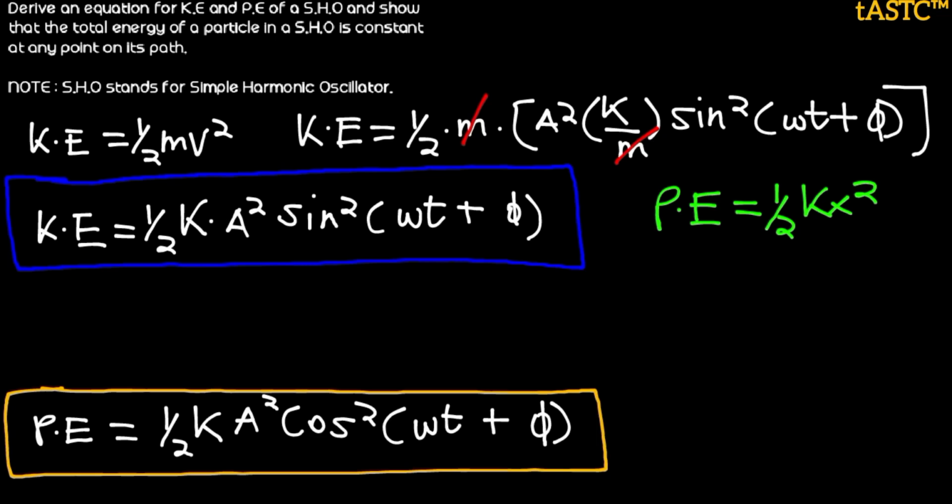Now we also need to show that the total energy of the particle in a simple harmonic oscillator is constant at every point. Now if that is going to be constant, that means there is no time for it. So first of all, we know that the total energy of a system is always going to be the sum of the kinetic energy added to the potential energy. So we need to add the two of them.